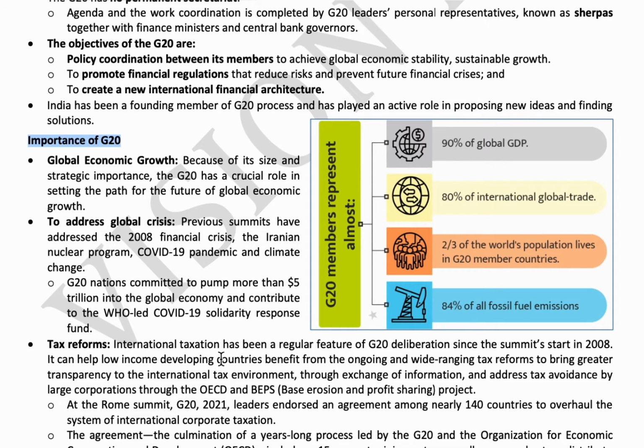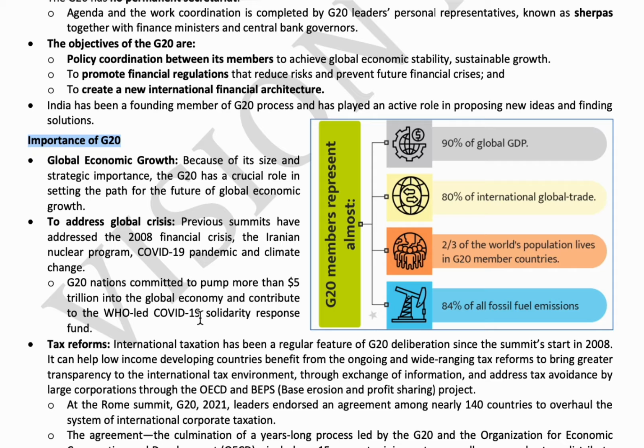Now, these G20 countries address global crises. Some such examples are: it has addressed the 2008 financial crisis. We also learned that G20 moved to the summit level in 2008 to address this financial crisis only. Okay, so it has addressed the 2008 financial crisis. It has addressed the Iranian nuclear program, and it has addressed the COVID-19 pandemic and climate change.